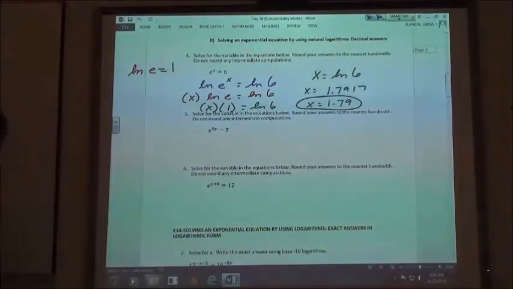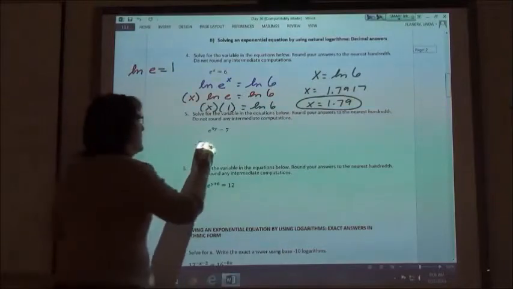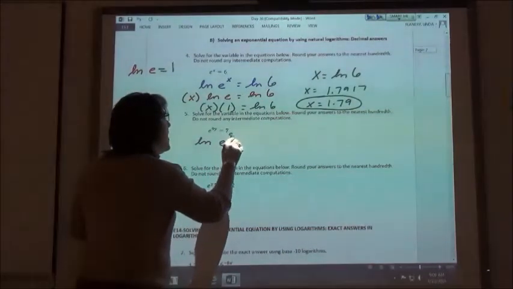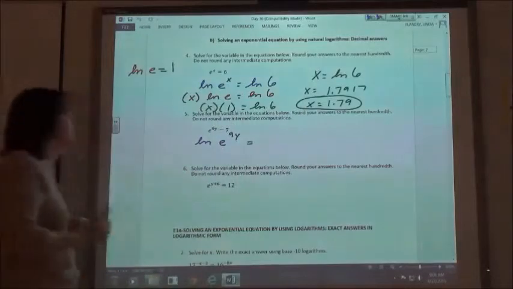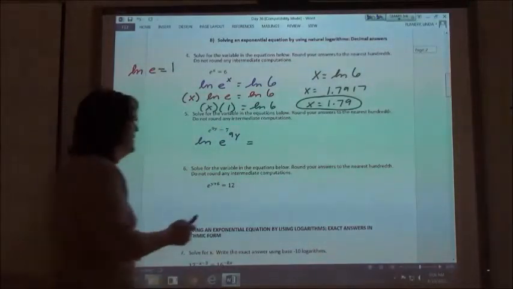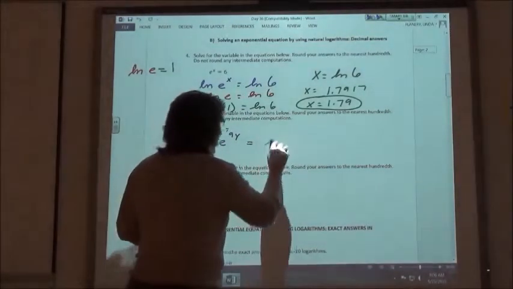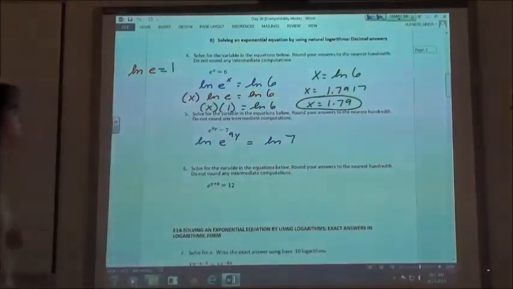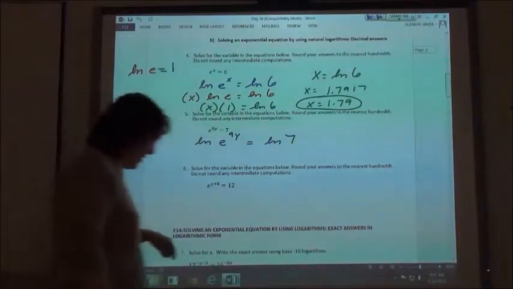All right, so number 5, looking at number 4, thinking about what we did. Since it has a base of e, what should we do with both sides? We have to put ln. The natural log of e to the 9y power equals the natural log of 7, yep. Okay, then what did we do with that?